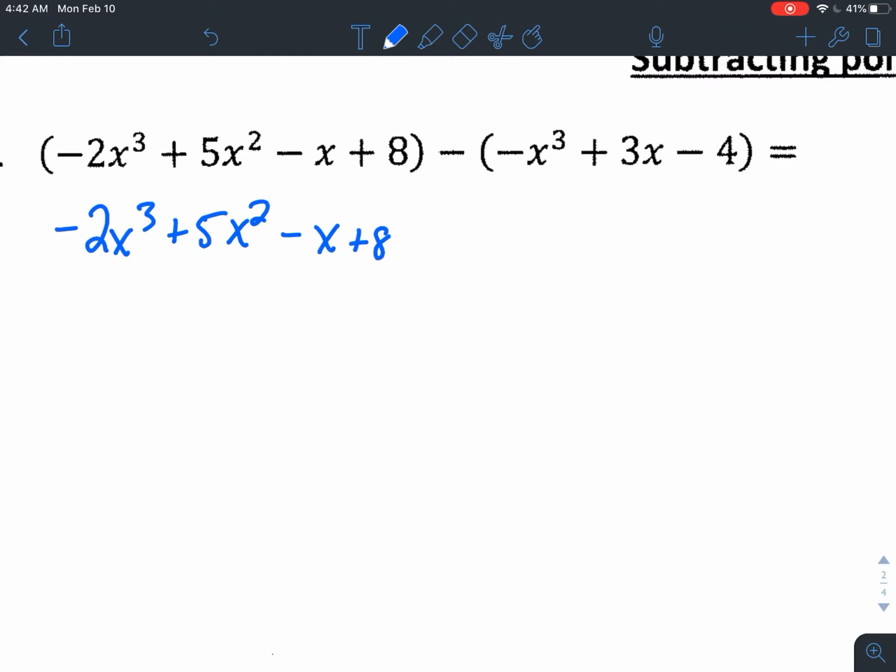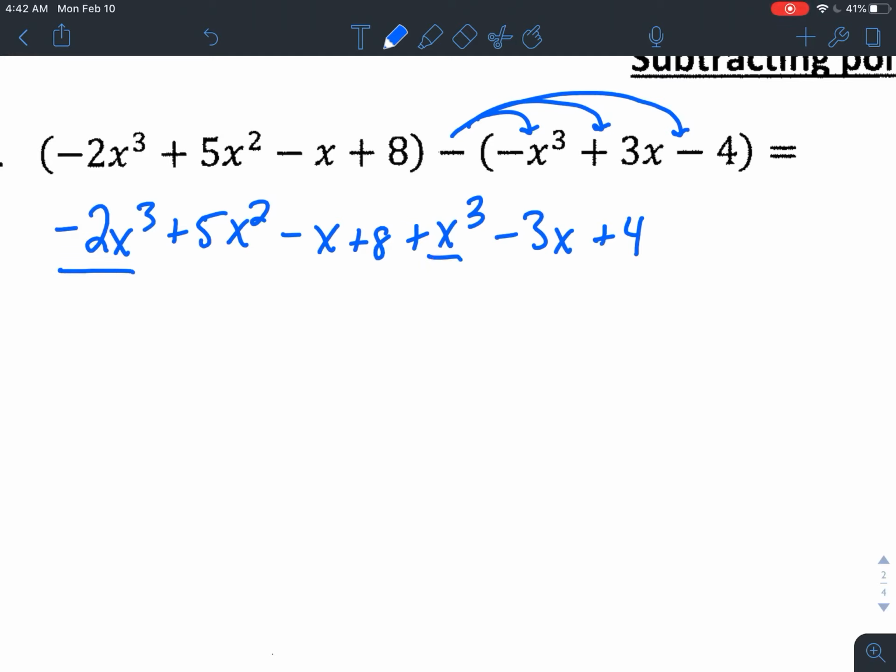So minus a negative x cubed is the same thing as adding x cubed. I'm going to be actually subtracting 3x and then adding 4. So all I'm doing is really kind of taking this negative and distributing it in here to change all of the signs within that second parenthesis. And then once you do that, it is the same as what we were doing on the previous problem. Now we're just literally collecting like terms.